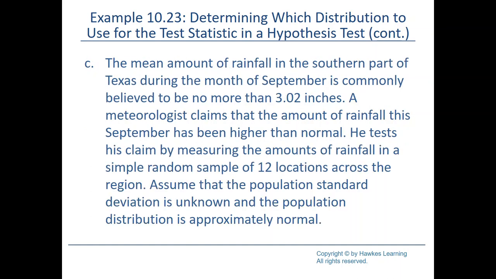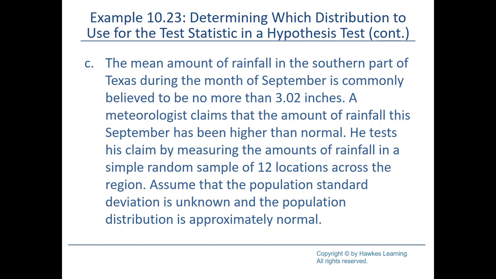Okay, so our last one here is the mean amount of rainfall in the southern part of Texas during the month of September, which is commonly believed to be no more than 3.02 inches. Now, a meteorologist claims that the amount of rainfall this September has been higher than normal. He tests his claim by measuring the amounts of rainfall in a simple random sample of 12 locations across the region.